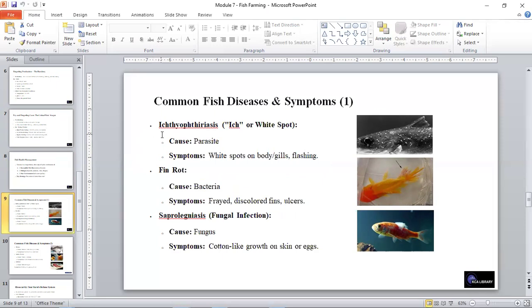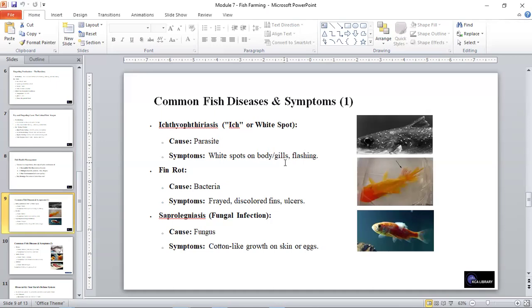Number 1 is ichthyophthiriasis. It is also known as white spot. It is caused by a parasite, and the symptoms are white spots on the body or gills of the fish. It is flashing in nature. Then another disease is fin rot. It is caused by bacteria. The symptoms are frayed, discolored fins, and a form of ulcer.